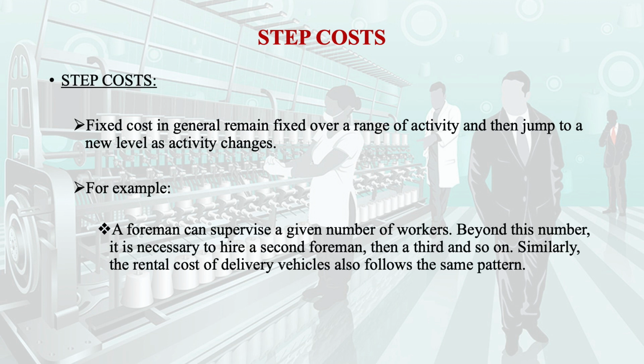One very interesting example is like this. A foreman can supervise a given number of workers, suppose 10. Therefore, we can say for 10 workers, we need only one foreman. Now, if the number of workers is increased to 20 or 30 or 40, we need more foremen, like 2, 3 or 4. Therefore, the cost or the salary which we give to foremen is also increasing.